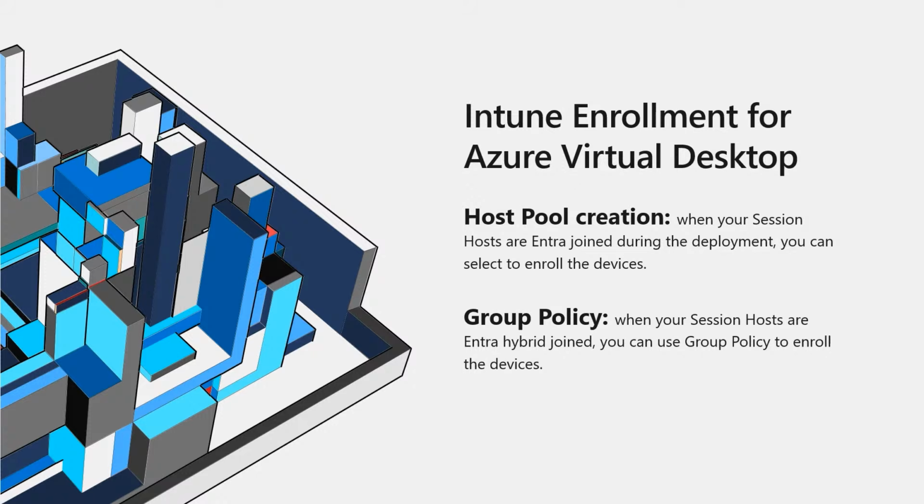During host pool creation, you can enroll your devices as Entra-joined, and during the creation of the host pool, the session host will automatically join or enroll into Intune. Second, group policy. For organizations with Entra hybrid joined devices, you can leverage group policy the way you normally have to enroll your devices. Be sure that you use the device credential, as we'll see in the next couple of slides.